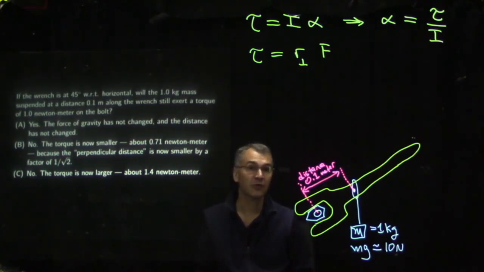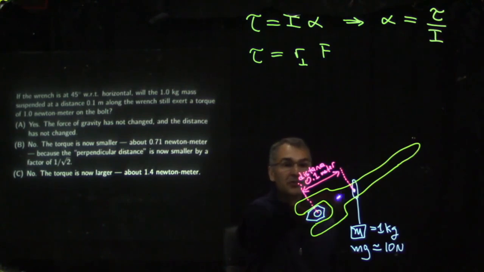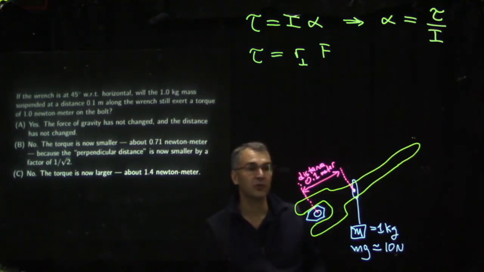Well, I think it's the same force, but the perpendicular distance, is it the same or has it changed? I think instead of using the whole distance, now we want to use just the perpendicular part of the distance, the part which is perpendicular to the line of action of this force. Since the string is hanging vertically, this is a vertical force, so we want the horizontal distance to go with the vertical force. So we want to pick out just the horizontal part of this distance. So I think we're going to get a smaller torque. Let's see how much smaller.